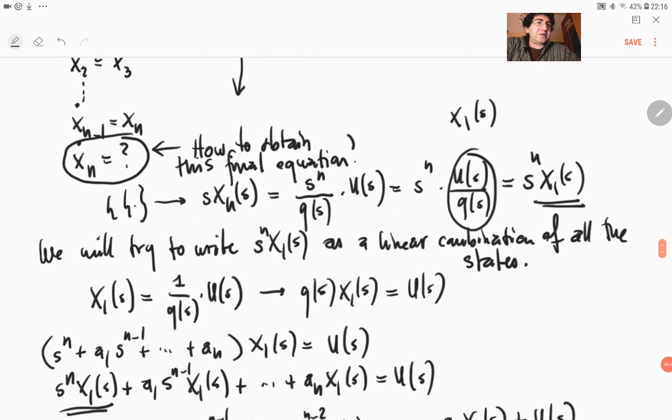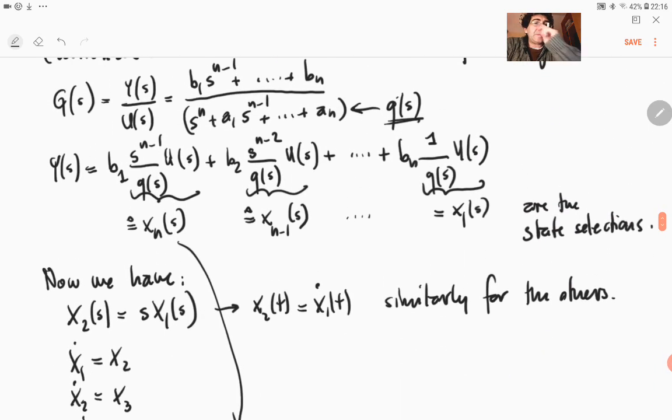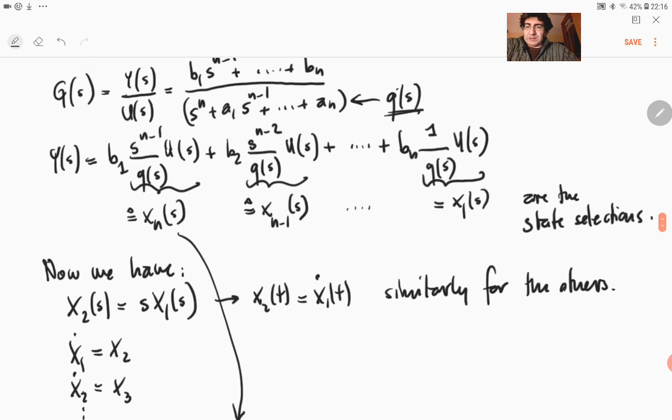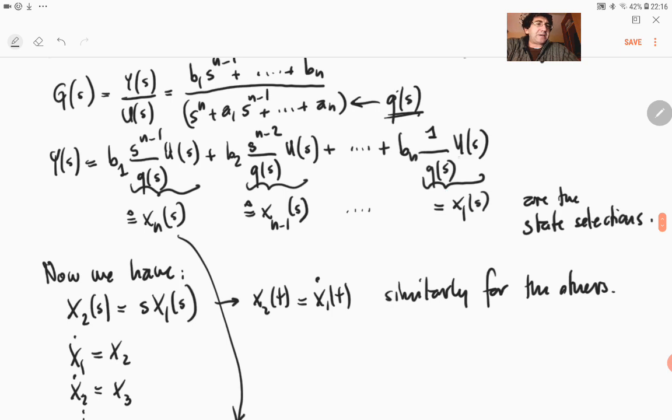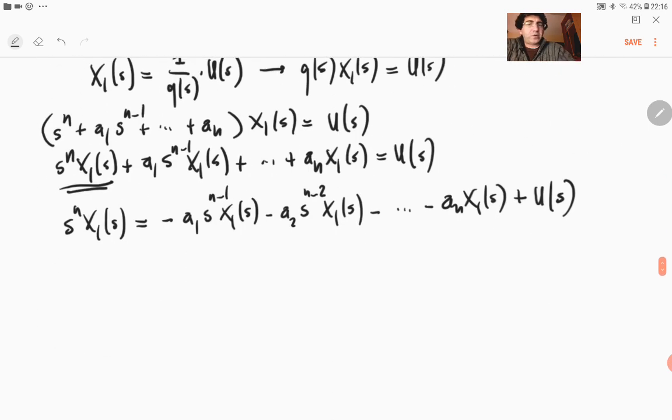Now let us remember our definitions for the states. You see that if this term is x1 of s, xn of s actually is s to the power n minus 1 times x1 of s. So in fact, this term here is xn of s. This term here is xn minus 1 of s. And this term here obviously is x1 of s.